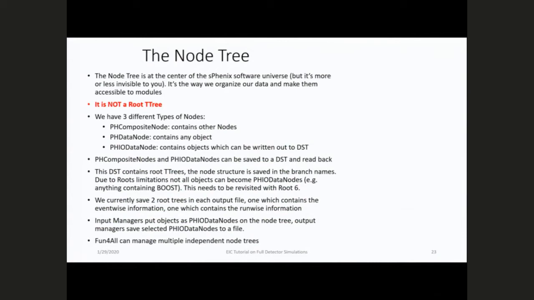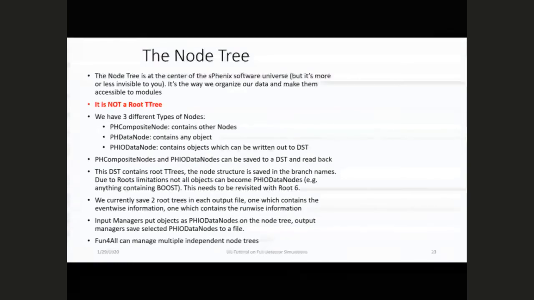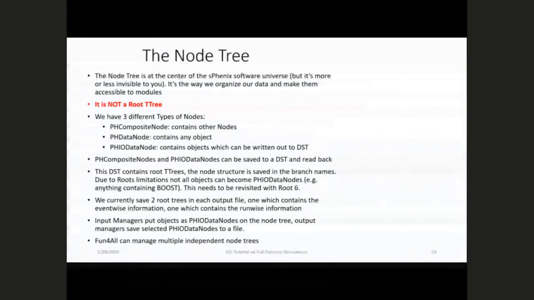And our input managers, they basically take these IO data nodes and put them on the node tree so that you can work with it. The output managers, you can select certain nodes to be saved, and they basically dump these things into a file. And for later on embedding, this gets important. We can manage multiple independent node trees in memory if we want to. So for embedding, for example, we have the foreground event, the background event, and the mixed events. If you have 3 node trees, it's kind of easy to manage. You can copy these things around easily.